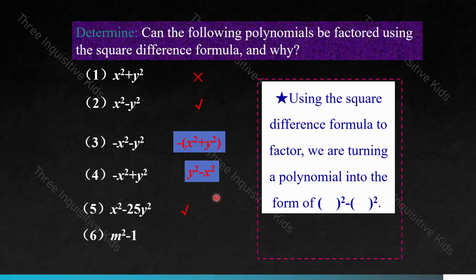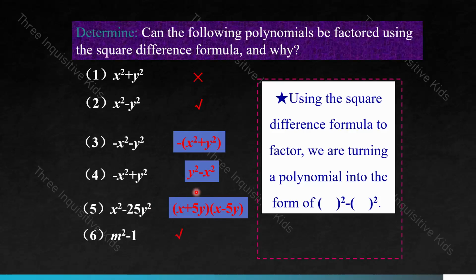What about this next one? This one also works because it is the difference between two squares. Here we have x squared, and 25y squared is just the square of 5y. 25 itself is a perfect square, which means that this is factorable. This can be factored into x plus 5y times x minus 5y.